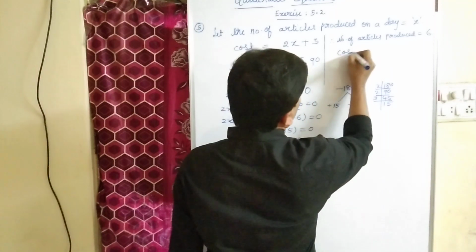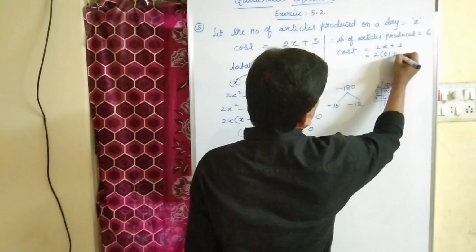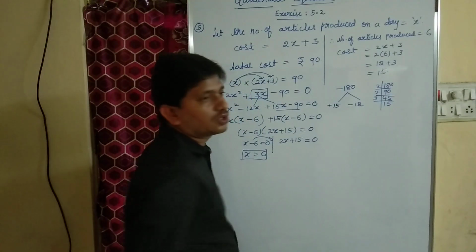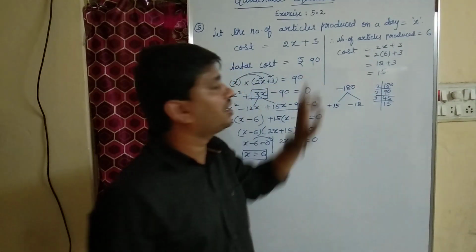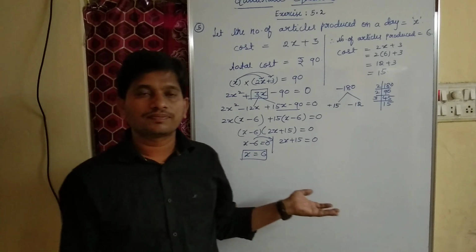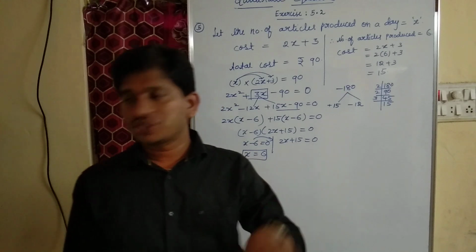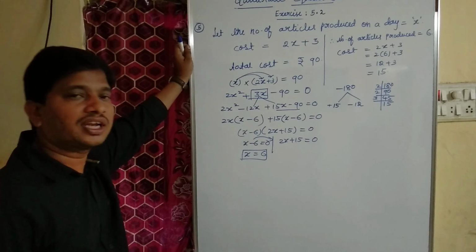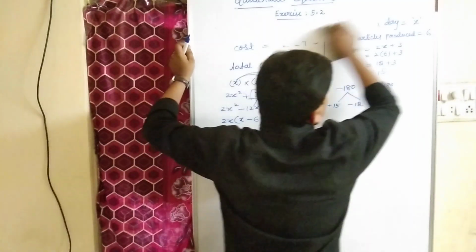Cost is what? Cost is 2x plus 3. As we got x value 6, 2 into 6 plus 3, 2 6 are 12 plus 3, 15. So cost of each article is 15. See, if you multiply 15 into 6, again you get 90 only. So if you verify, we are getting the same answer. So the number of articles produced on a particular day was 6 and the cost of each article was 15. So total 15 into 6, which is equal to 90. Children, I hope you understood this question. Nothing is there in this question.